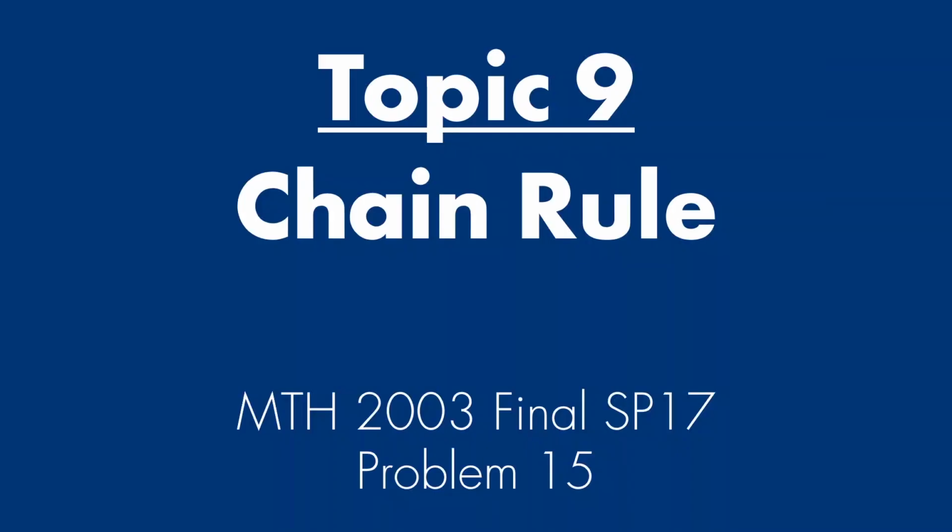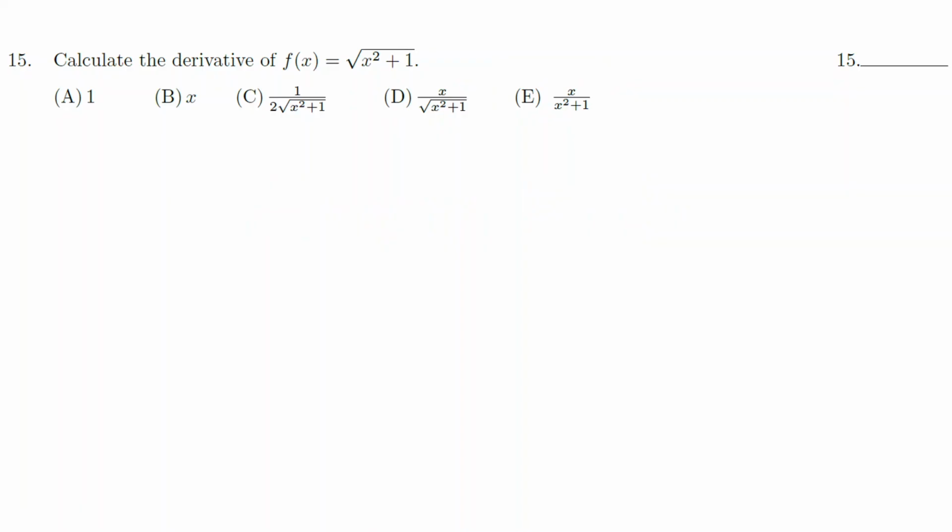Next, topic 9, chain rule. The chain rule for problem 15 from MTH 2003, final SP 17. Here we got the square root of x squared plus 1. Now, why is it a chain rule? We need to find the derivative.